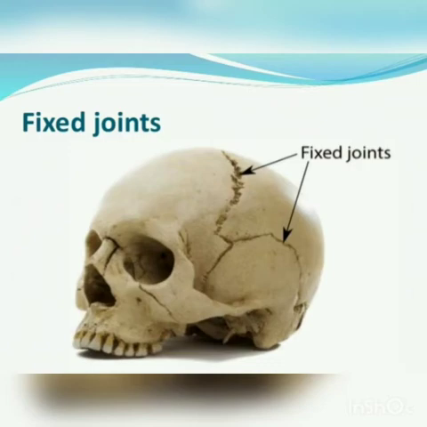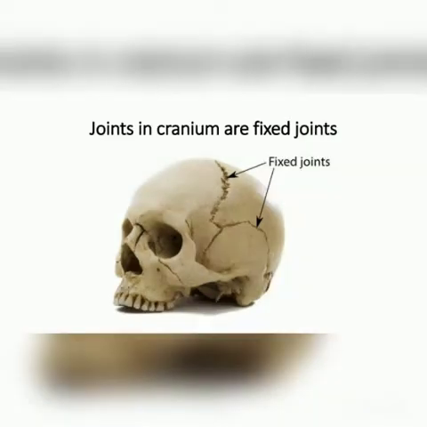There are certain joints that are immovable. Those joints are called what? Fixed joints. When you open your mouth, what happens? Only your lower jaw moves, not your upper jaw. Try moving your upper jaw. You cannot. Only the lower jaw is movable, and apart from the lower jaw, no other part of our face is movable. The skull is a fixed structure.